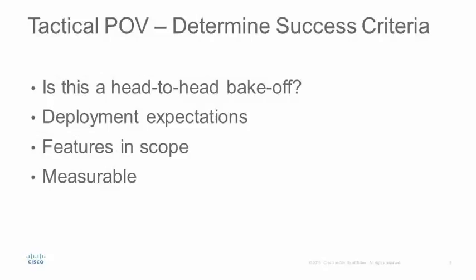In a tactical POV, we want to find out first and foremost, is this going to be a head-to-head bake-off? If so, what are the deployment expectations? Typically, what we desire to do is go out of band, so we want to be passive off of a SPAN port, usually just south of the firewall at the internet edge, where we can see a lot of good internet-facing traffic.